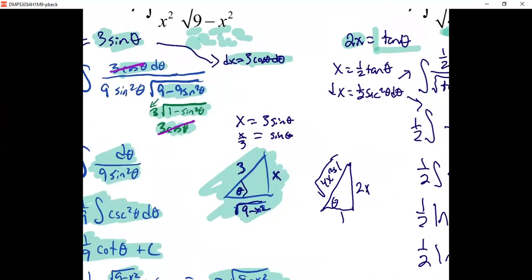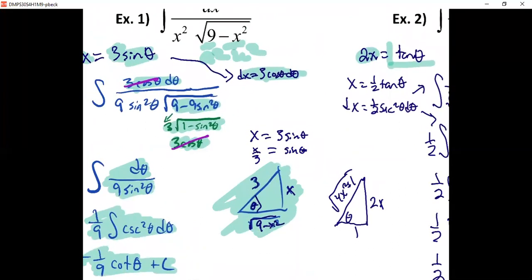On the second equation, if you remember, we did 2x equals tangent of theta. And I'm trying to hide the work right now just to show you maybe it's a really good idea right from the beginning to draw out our triangle. If 2x equals tangent of theta, we could draw our triangle so that tangent of theta is 2x over 1. And we could draw that square root of 4x squared plus 1. Now, if this is our substitution, then dx will be 1/2 secant squared theta d theta.